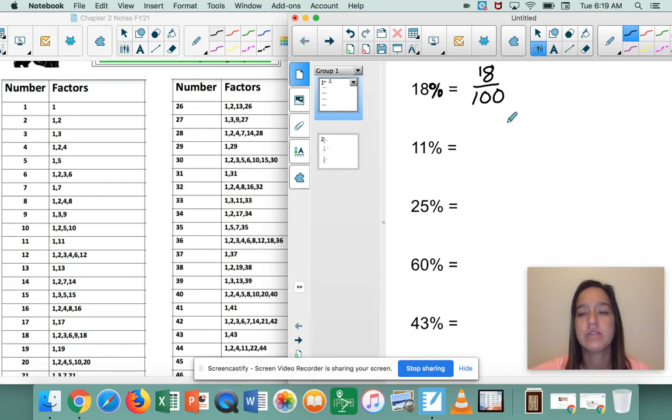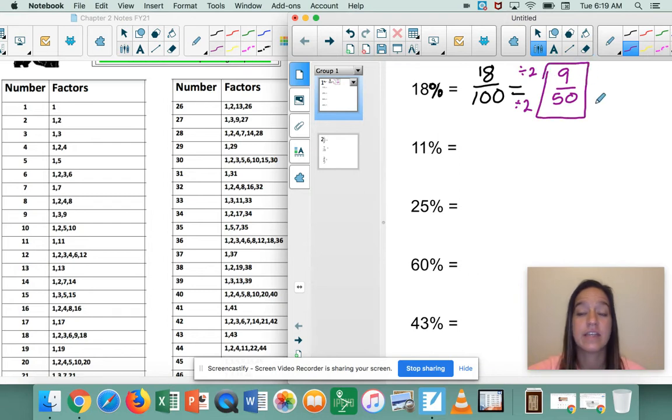Then I need to figure out how to simplify. So I'm going to go over here and look at 18. It says 1, 2, 3, 6, 9, and 18 are the factors. Well, if I look at my notes from yesterday that we wrote in the book, I'll notice that 100 only has 2 in common. So I'm going to divide the top and the bottom by 2. 18 divided by 2 is 9. 100 divided by 2 is 50. And so therefore my answer is 9/50.